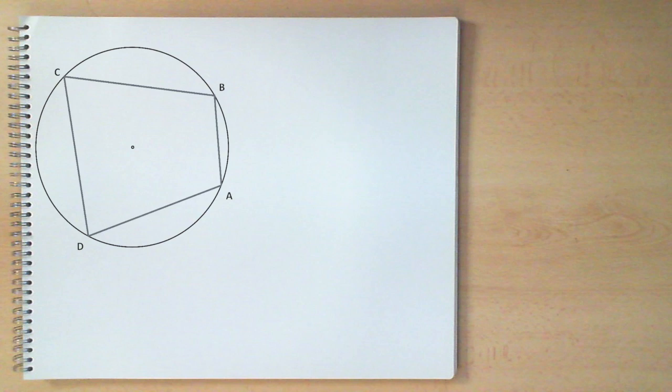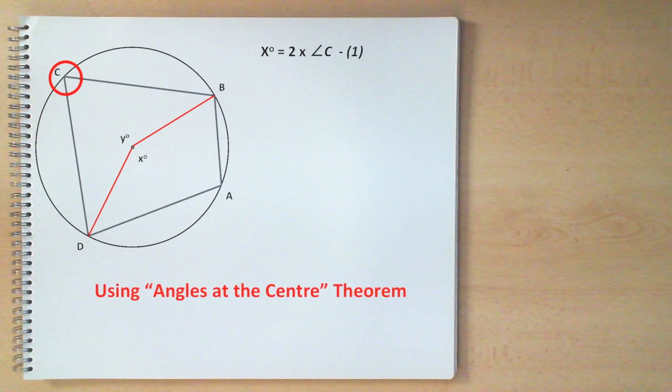The first thing we're going to do is to draw a couple of lines and add in a couple of angles that we are going to use as intermediate steps in our theorem. So we're going to draw lines across the quadrilateral and put in two angles, y and x. If we look at these two angles, we can see that x degrees is equal to 2 times the angle at C, and this is using the angles at the centre theorem. Similarly, we can say that angle y is equal to 2 times the angle at A.